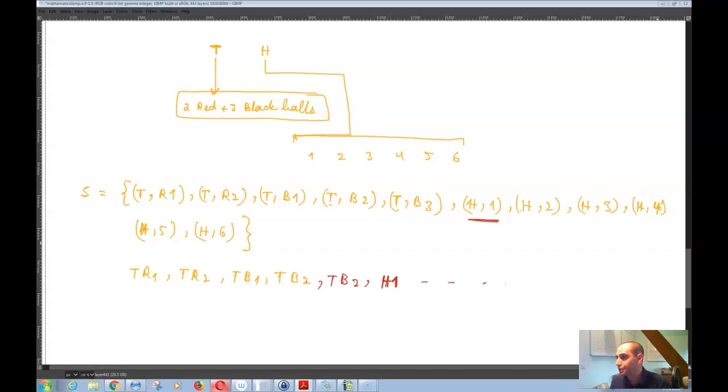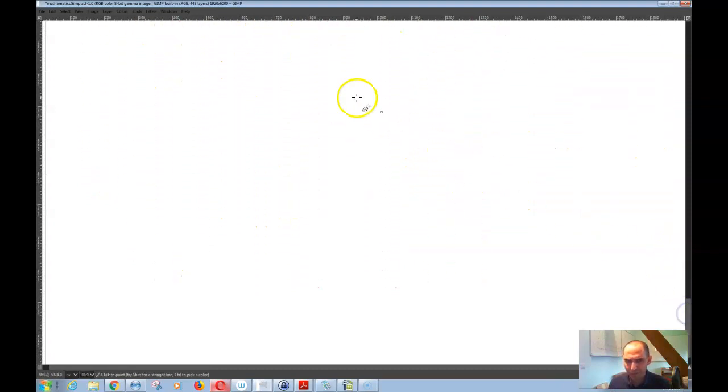Question number 16 is a dice is thrown repeatedly until a 6 comes up. What's the sample space for this experiment? So a dice is thrown repeatedly until the 6 comes up. When you say dice is thrown repeatedly until the 6 comes up, that means that you could actually throw the dice any number of times before 6 comes up.